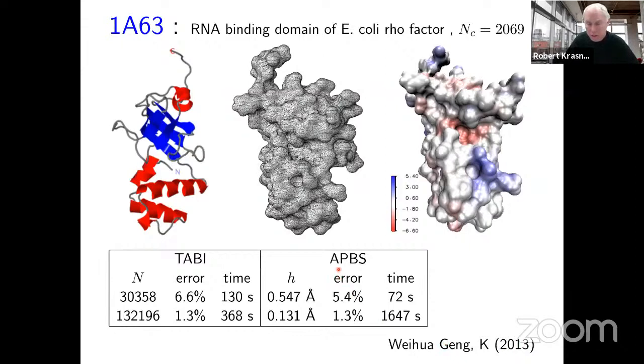Running the APBS we had at that time, H was the grid spacing for the finite difference method. About 0.5 angstroms gave 5% error, and it took only 72 seconds, which was faster than the boundary element method. To achieve comparable error over here, the H had to be reduced to about 0.1, a little more angstroms, but that took much more time than the boundary element method.